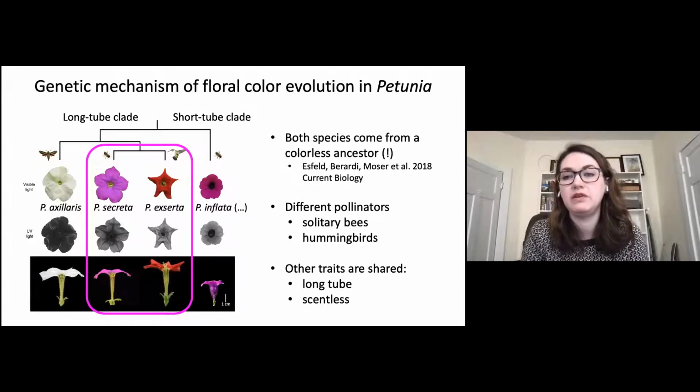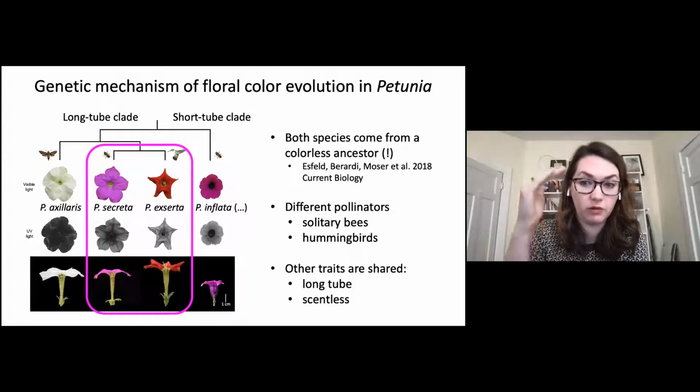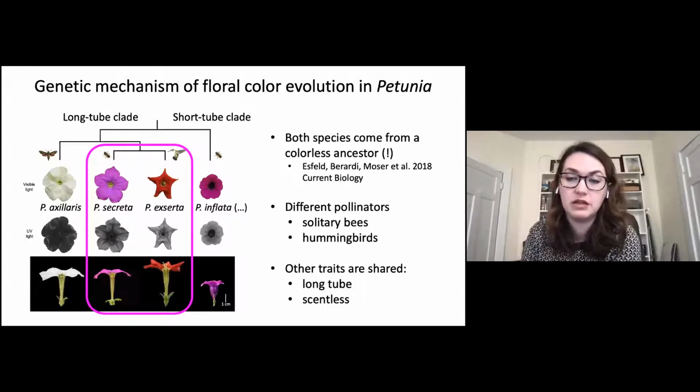So in today's talk, I'll be focusing on these 2 sister species here, Petunia secreta and Petunia exserta. The 2 species have undergone some very interesting changes to pollination syndrome traits, and are a really interesting pair when some traits are shared. You can see a lot of the morphology is shared, but not all, while others like floral color, as well as reproductive organ morphology, are quite different.